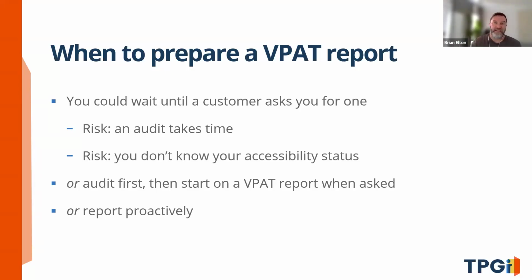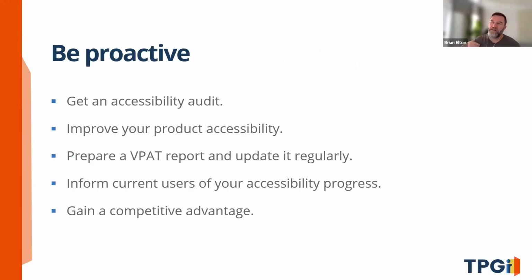You could do your audit and get your status. That takes care of one of the risks: you understand what your accessibility status is if you get your product audited yourself, and then just wait until somebody asks you for a VPAT. So it's a bit more of a quick process, but still, it's much easier to just be proactive. Get that VPAT done, and it's ready for any time you need it, right? So be proactive, get an accessibility audit, improve your product's accessibility from that audit, knowing where the issues are, prepare a VPAT report and update it regularly.